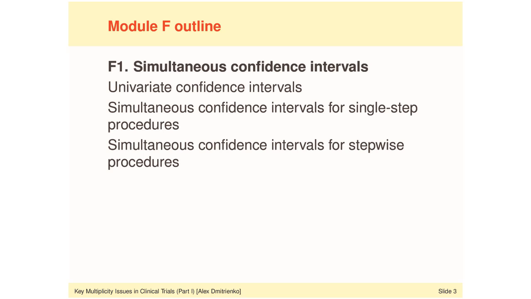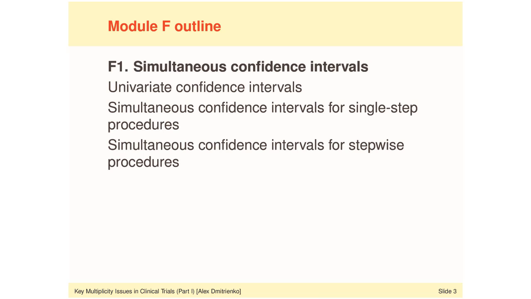There's only one section in this module. This is section F1. We're going to begin with a general discussion of the role of confidence intervals. This includes univariate confidence intervals, and I will then introduce simultaneous confidence intervals, which means confidence intervals that are adjusted for multiplicity, and I will show you how to construct simultaneous confidence limits for some multiple testing procedures. The key word in this sentence is some.